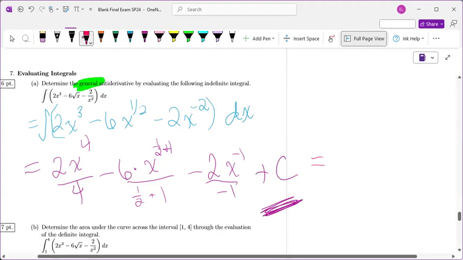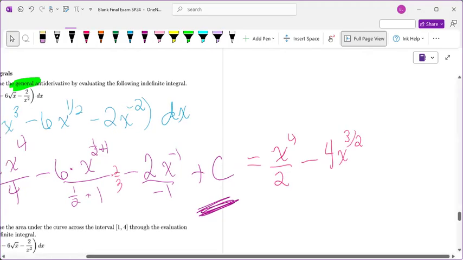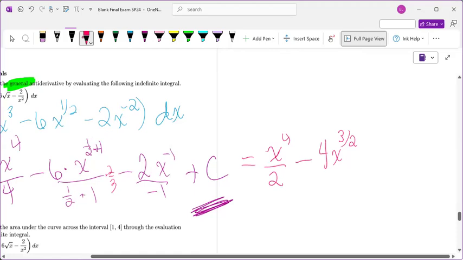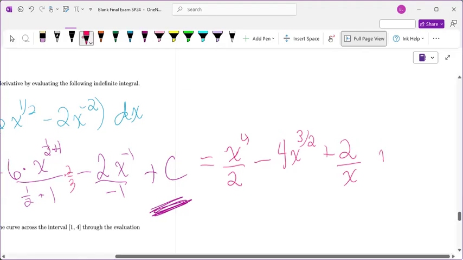But if we go ahead and clean it up a little, that'll be x to the 4th over 2. 1/2 plus 1 is 3/2, so dividing by 3/2 will become multiplying by 2/3. So we are going to get -4, and then that'll be x to the 3/2. And then the -2 divided by -1 will become +2. And then x to the -1, you could leave it like that, or you can write it as 1 over x, and then plus c.